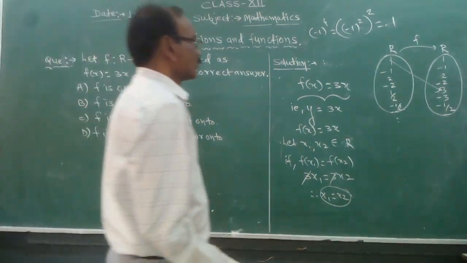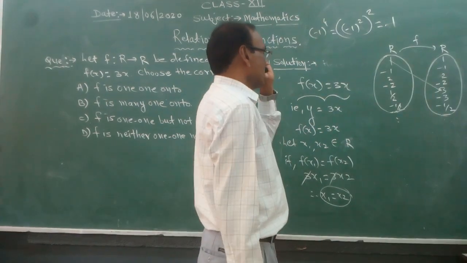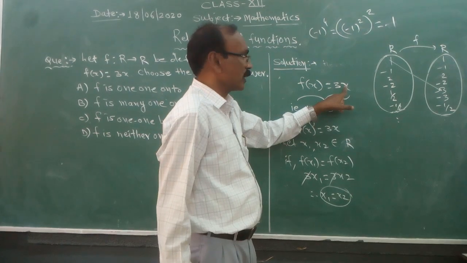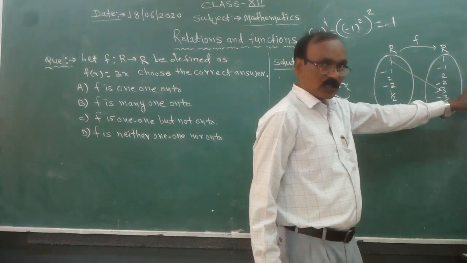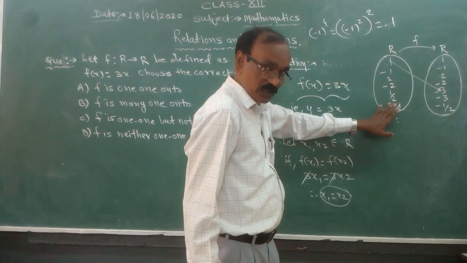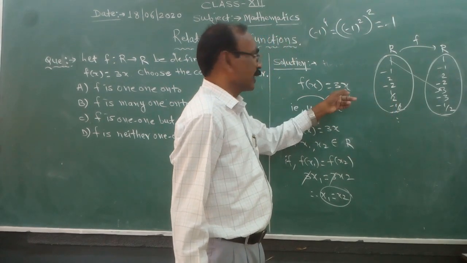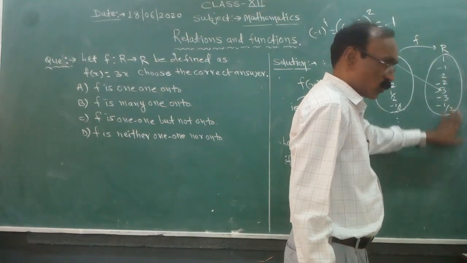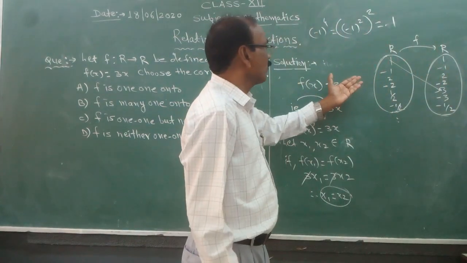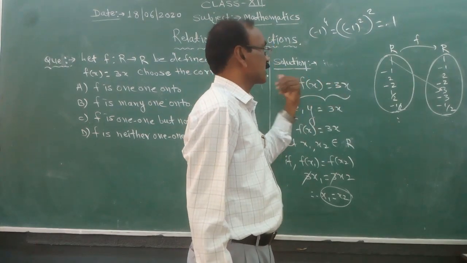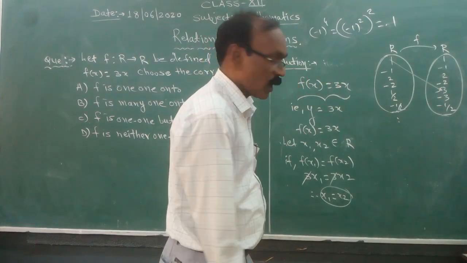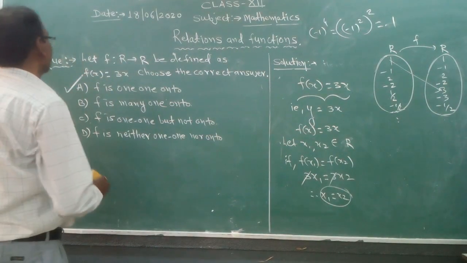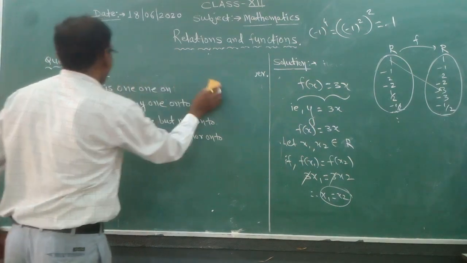For onto function, if I put a positive real number here, you will get a positive answer, and negative numbers are also present in the domain of the set. If I put a negative number, you will get a negative answer. So it means all the values in the codomain are also relating with some values of the first set. That is, it is onto also. So this function is one-one and onto. Option 1 is correct, one-one and onto.